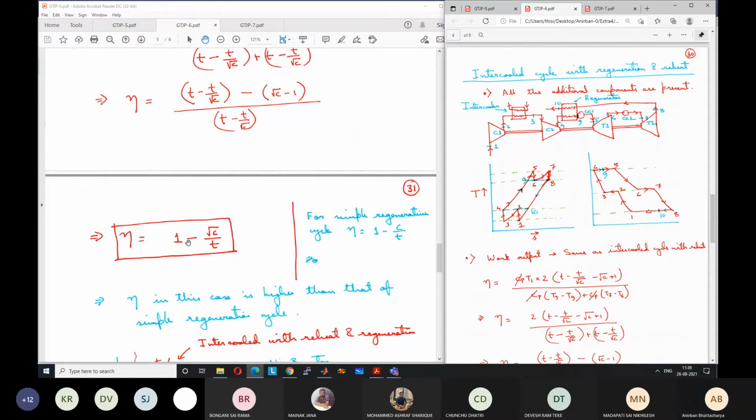If you remember, for the simple regenerative cycle, we have eta is equal to 1 minus C by T. For this case, it is 1 minus root C by T. Because C is greater than 1, right? R always is greater than 1, so R to the power gamma minus 1 by gamma is greater than 1. Because C is greater than 1, root C is less than C. So root C by T should be less than C by T, so 1 minus root C by T is greater than 1 minus C by T. So efficiency is higher than the simple regeneration cycle.